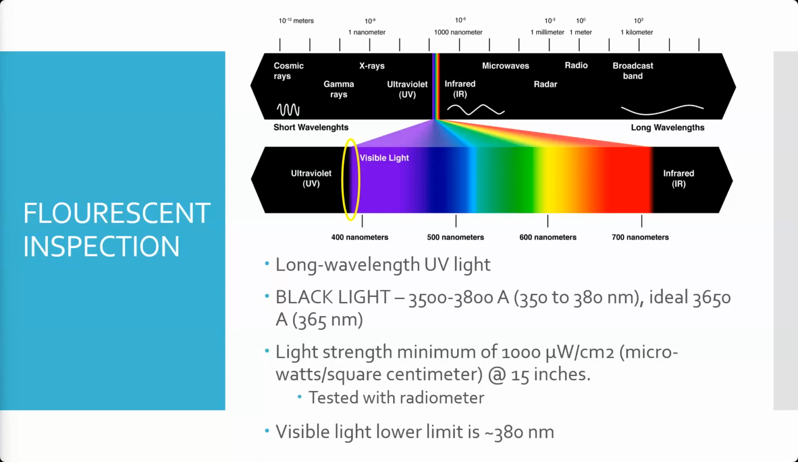The other part we have to know is when we're working with these lights, we've got to make sure we have a strong enough light that we're going to be able to see what we're trying to see. And so our light strength has to have a minimum of 1,000 microwatts per centimeter squared. All right, I was talking nano, I had to switch to micro here. So 1,000 microwatts per centimeter squared at a distance of 15 inches.